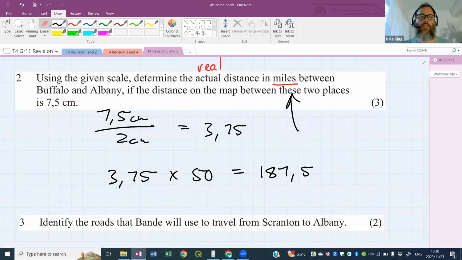We're working with miles. Okay, so this linear scale is working with miles. Wadley, thank you so much for the help.